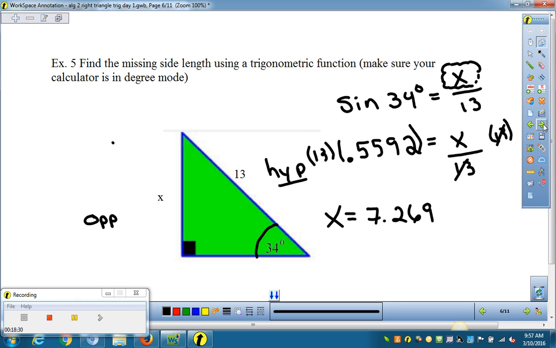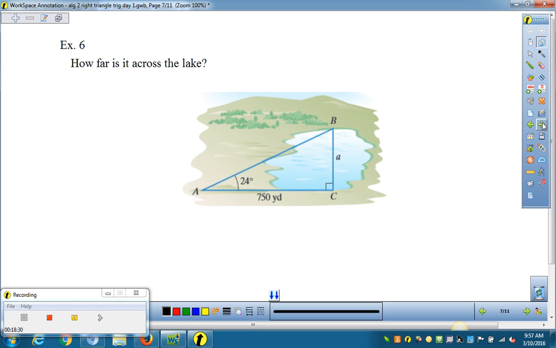Okay. All right. So these become very useful in application problems. How tall is the building? How tall is the tree? How far is it across the lake? All kinds of problems like that. So here, we want to know how far it is across the lake. So we're looking for length A.